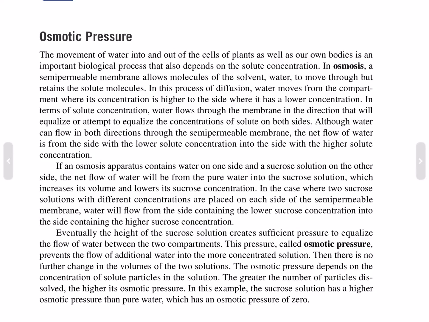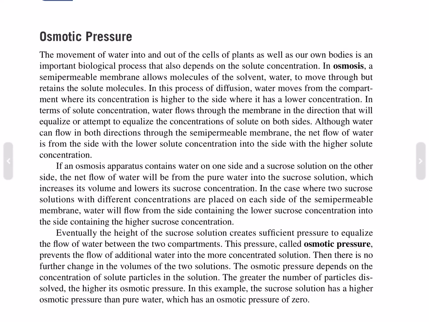In this process of diffusion, water moves from the compartment where the concentration is higher to the side where it has lower concentration. In terms of solute concentration, water flows through the membrane in the direction that will equalize or attempt to equalize the concentrations of solute on both sides. Although water can flow in both directions through a semipermeable membrane, the net flow of water is from the side with the lower solute concentration to the higher solute concentration.